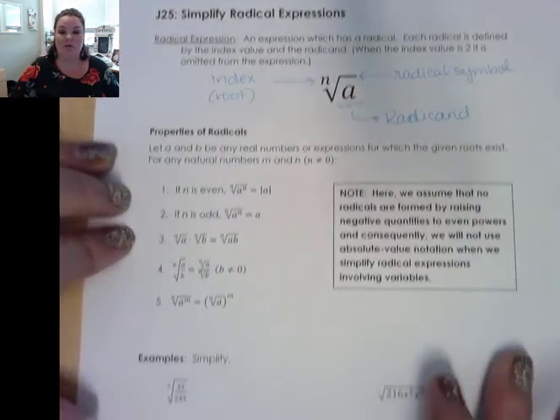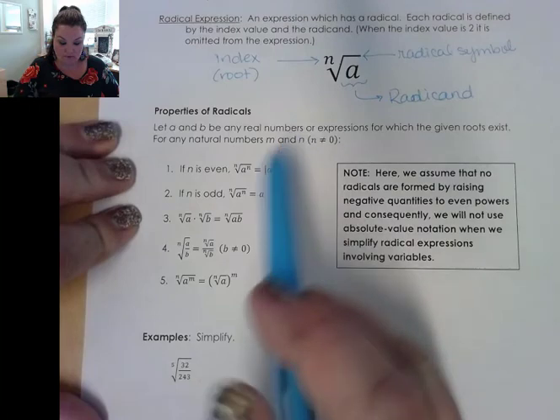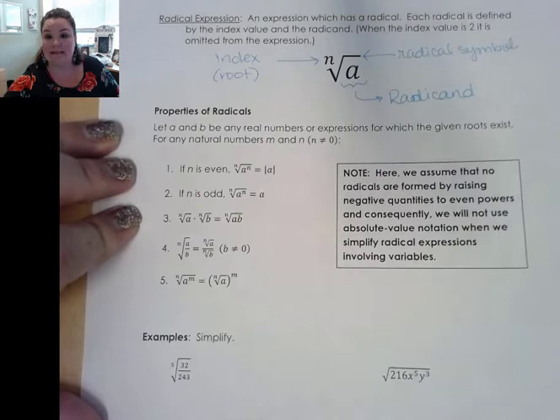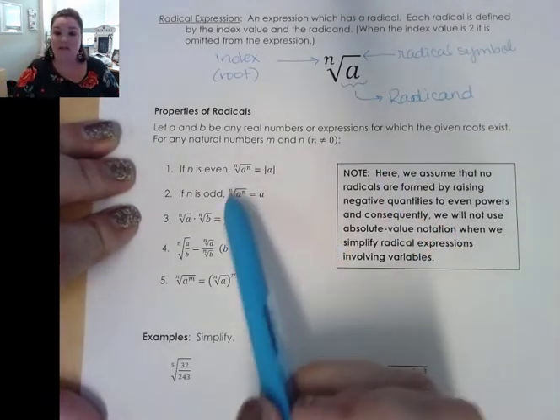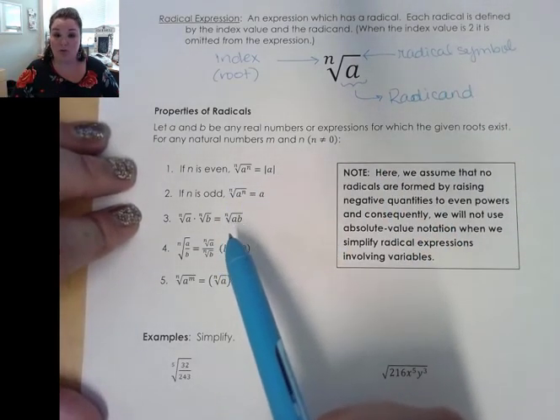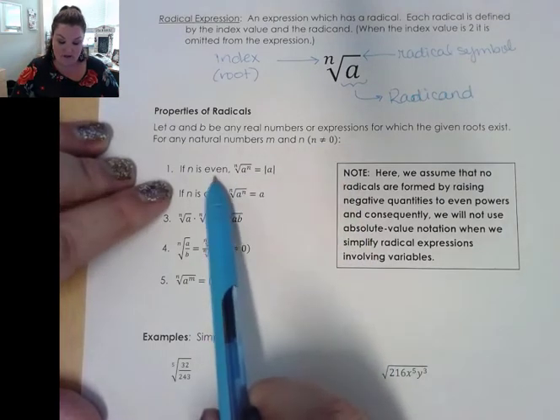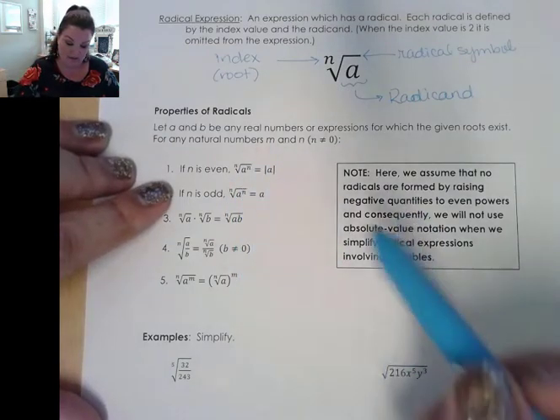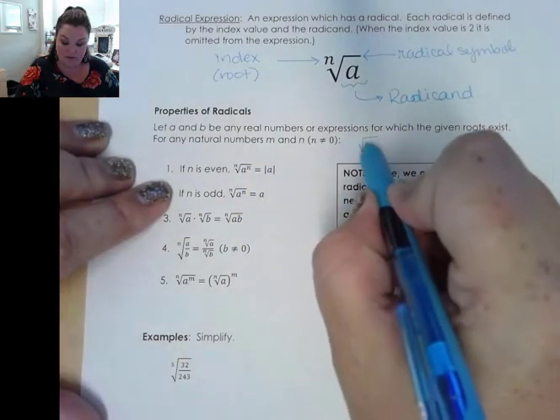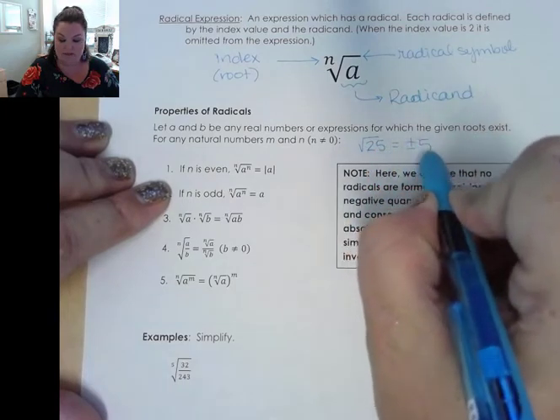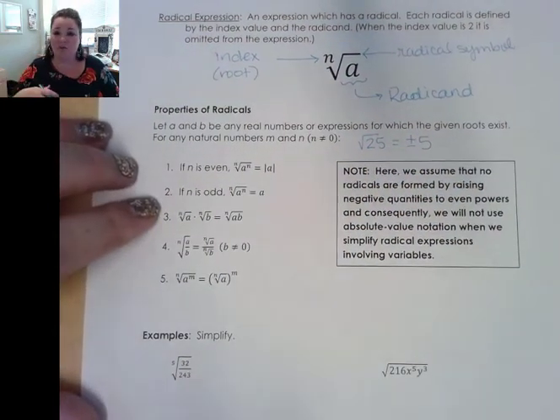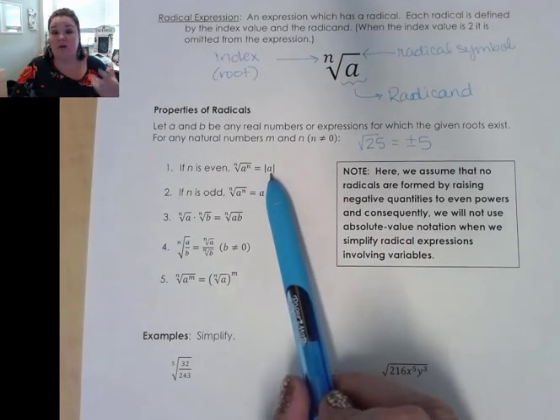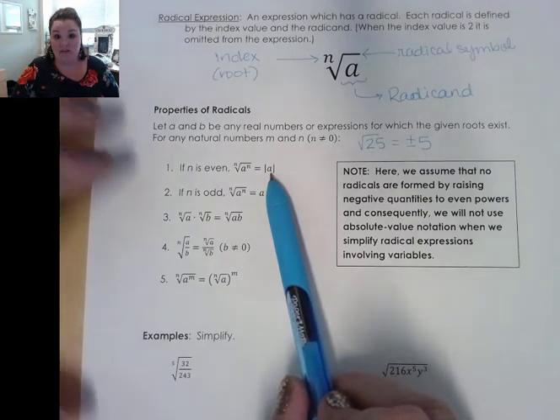A couple of things to be aware of when dealing with radicals. When the root and the exponent or power are the same, they cancel each other out, kind of like a square and a square root. If it's even, we use absolute value bars around our answer because we don't know if that a started off positive or negative. It's like when we say the square root of 25 could be plus or minus 5. We just put an absolute value around it, so we're saying whatever that number is, its absolute value is 5.